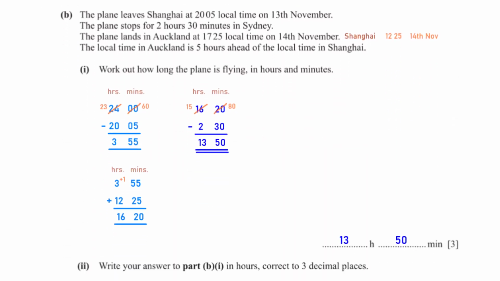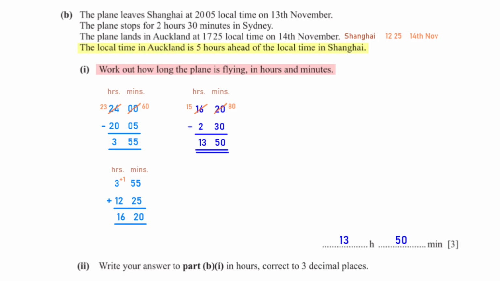The plane leaves Shanghai at 20:25 local time on 13th November. The plane stops for 2 hours 30 minutes in Sydney. The plane lands in Auckland at 17:25 local time on 14th November. The local time in Auckland is 5 hours ahead of the local time in Shanghai. Work out how long the plane is flying in hours and minutes.